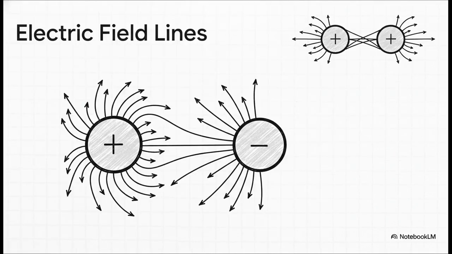But how do you see something that's invisible? Well, physicists came up with a clever tool: electric field lines. Think of them like the lines on a weather map, but for electric forces. They have a few simple rules. They always start on positive charges and end on negative ones. The closer the lines are together, the stronger the field is in that area. And they can never, ever cross. Why? Because at any single point in space, the force can only point in one single direction.